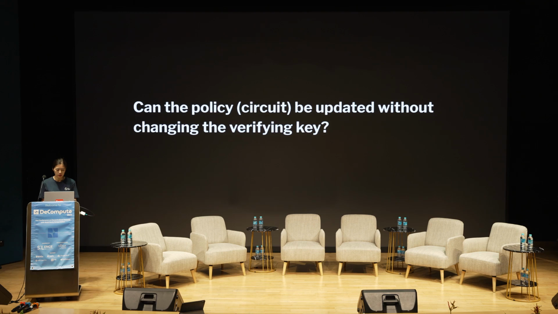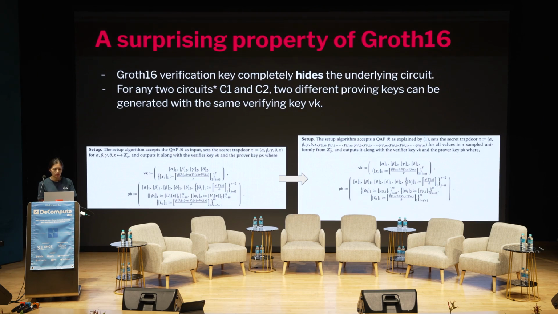So the next question here is: can the policy be updated without changing the verifying key? In some sense, we want to have a circuit being updated without changing the verifying key, which is pinned on chain. So we actually found this very surprising property of Groth16. I think a lot of you here might be familiar with this proving system. And a property that we found is that the verifying key itself can hide the underlying circuit. What I mean by that is that two different circuits that have generated two different proving keys can actually be pinned with the same verifying key.